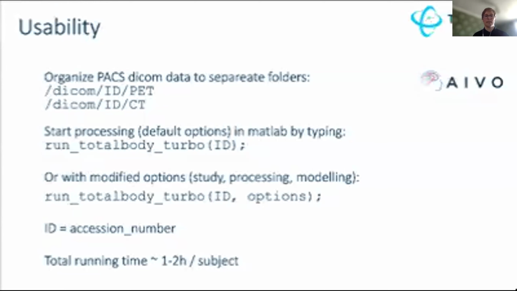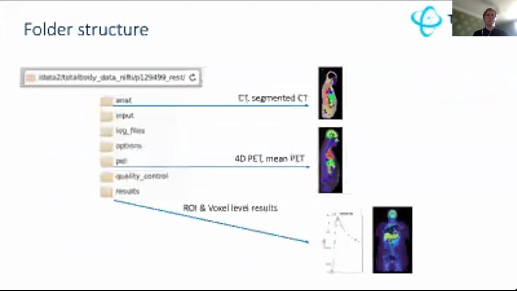The total running time is approximately 1 to 2 hours, depending on the number of frames and number of available CPU cores, and if the GPU can be used for tissue segmentation. But it is relatively fast compared to the amount of the data. The processed files and the results are stored in separate folders, which also contain the log files and quality control plots and options. And the motion corrected data is located in the subfolders within the anatomical and the PET data folders.